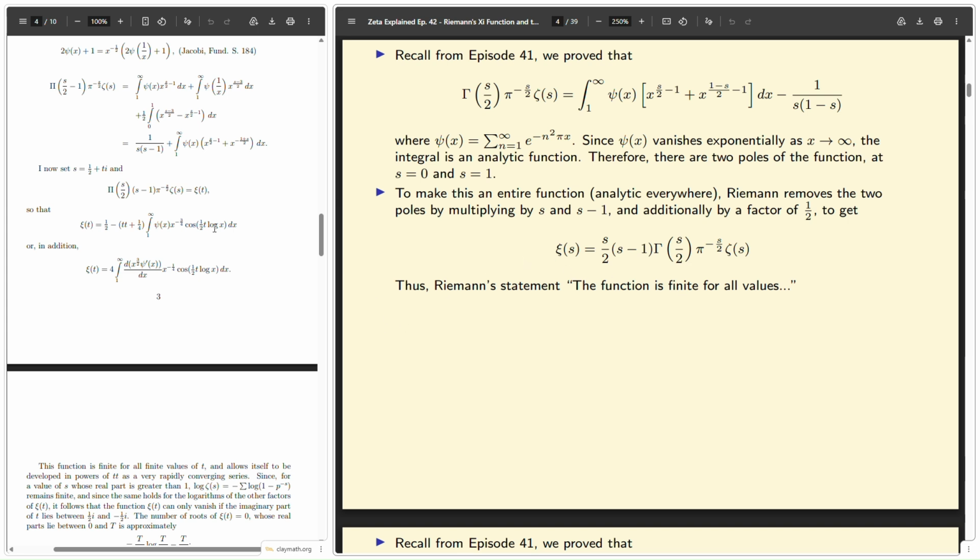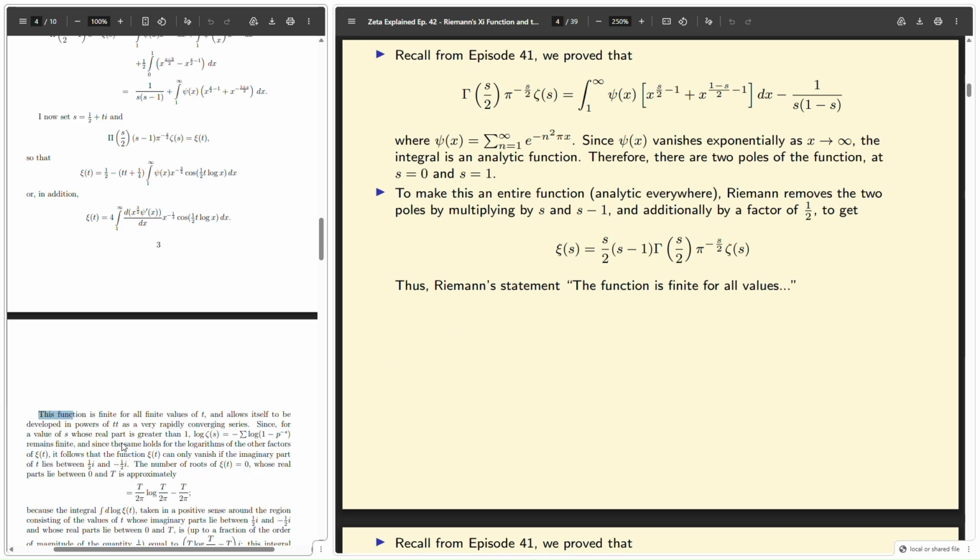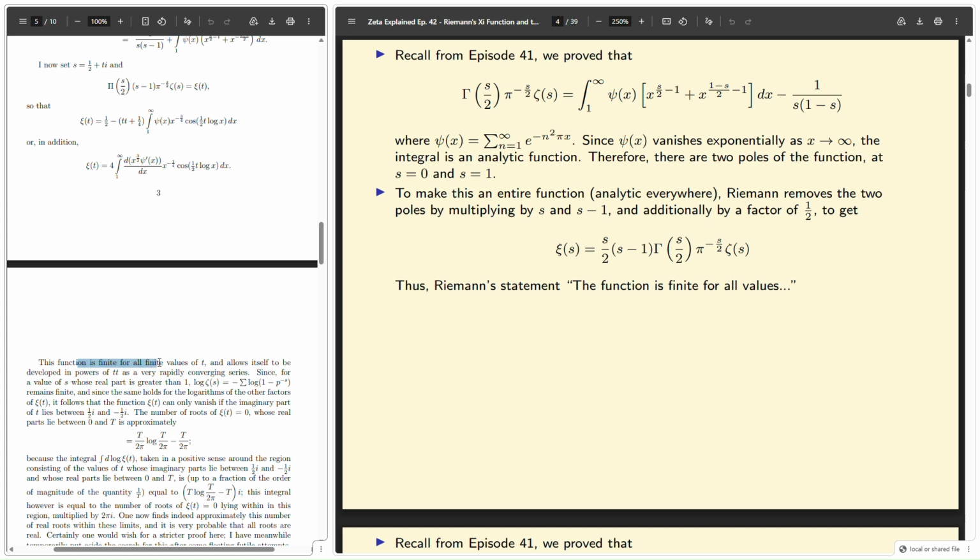So I'm kind of skipping ahead a little bit, so I haven't explained this part yet, but I'm kind of explaining this sentence here. So when Riemann next says this function is finite for all values of t. In this case, we actually don't have a t, we have an s, but the claim here is that this function right here is an entire function. So it does not equal infinity anywhere because we kind of removed all the poles.